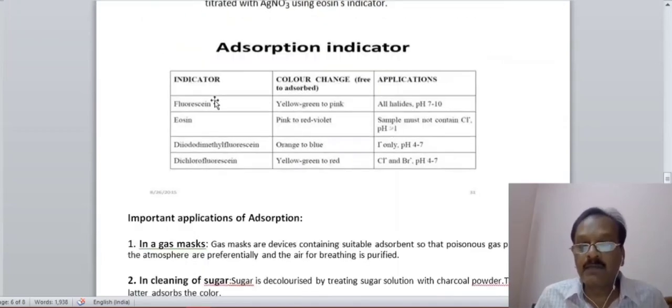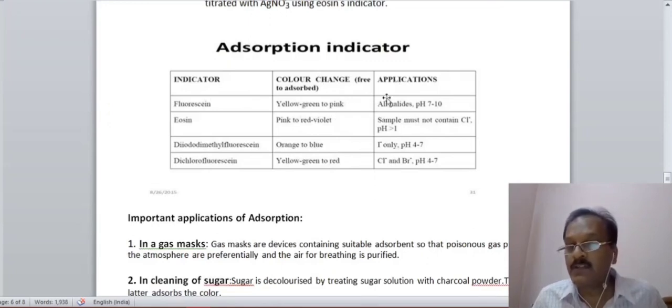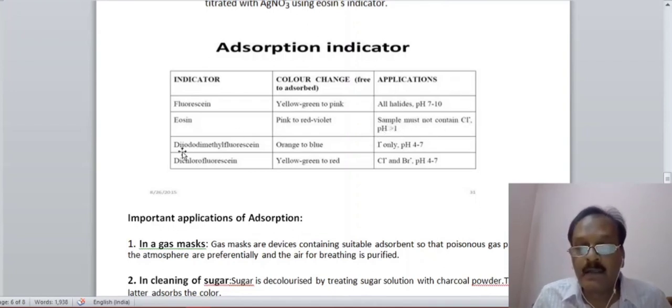That means the indicators fluoresce and change color during the titration, yellow to green. The applications are all halides at pH 7 to 10, and eosin, which has a pink coloring and at the end turns red violet. The sample must not contain Cl minus, and the pH must be greater than 1. Dimethyl fluorescein goes orange to blue, and I minus only, with pH between 4 to 7. So dichlorofluorescein goes yellow to green to red, and is used for Cl minus and Br minus, with pH between 4 to 7.